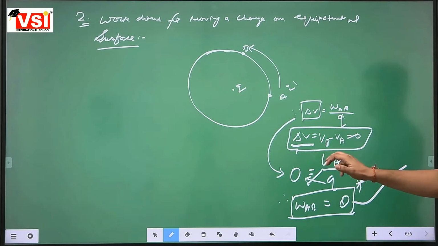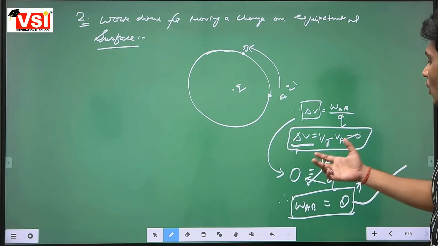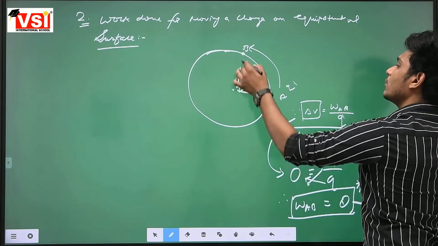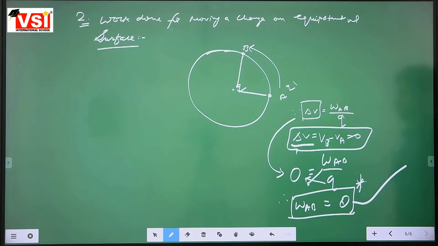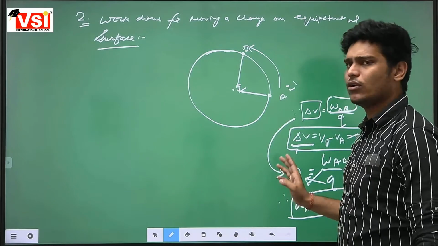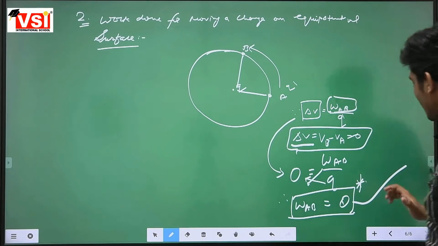That is why, if the difference of the potential is 0, work done is also equal to 0, because there is no change in the potential energy of the charge. The work done is stored as potential energy, and if there is no change in the potential energy, as well as no change in potential, then the work done is 0. So it's really easy to move a charge on the equipotential surface without exerting any kind of force.